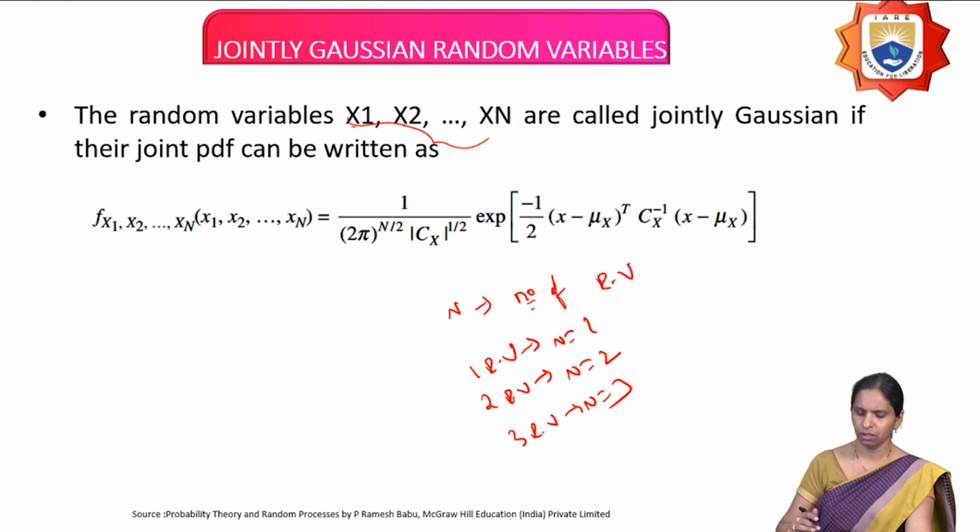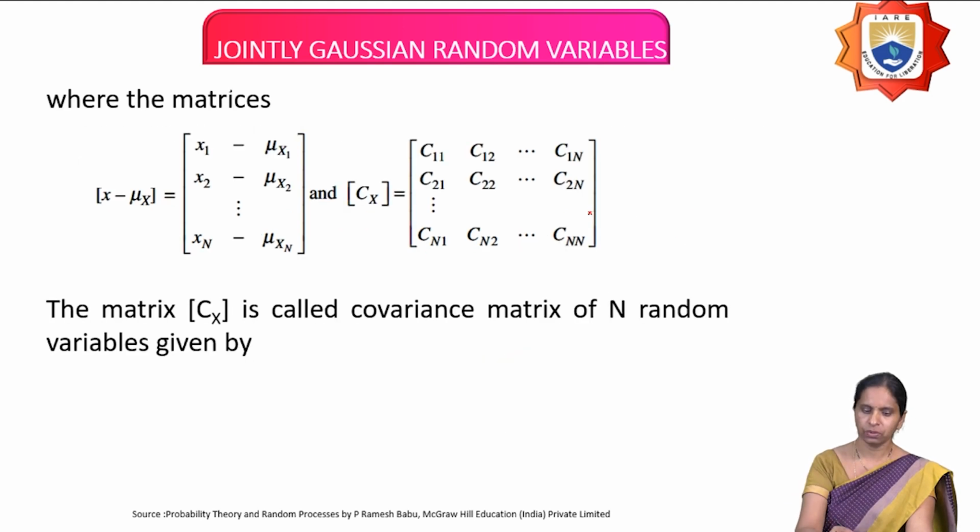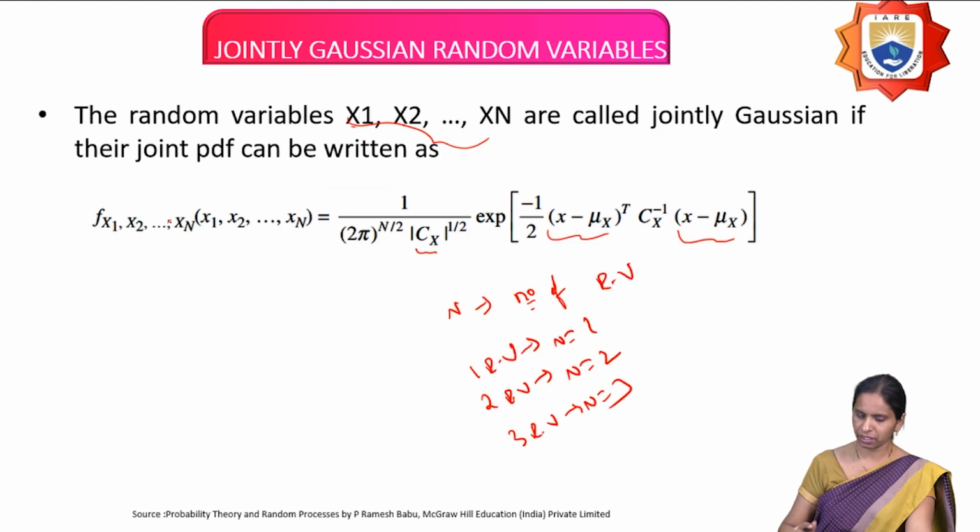And all these are called matrices. This is the covariance matrix. This is the X minus X bar matrix. Therefore, X minus X bar is a matrix here, and X minus X bar transpose is also a matrix. And Cx is also a matrix. For that matrix, how do you find the determinant? It is nothing but the covariance matrix.